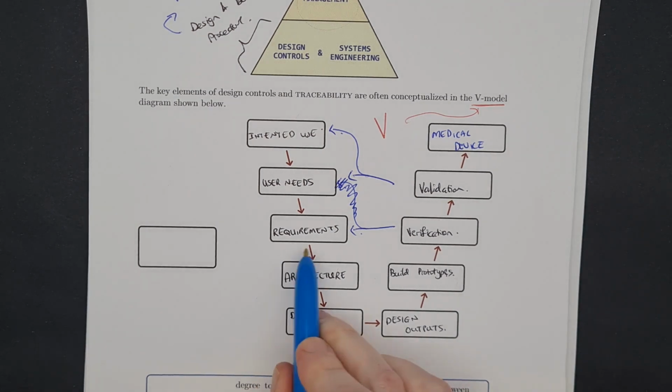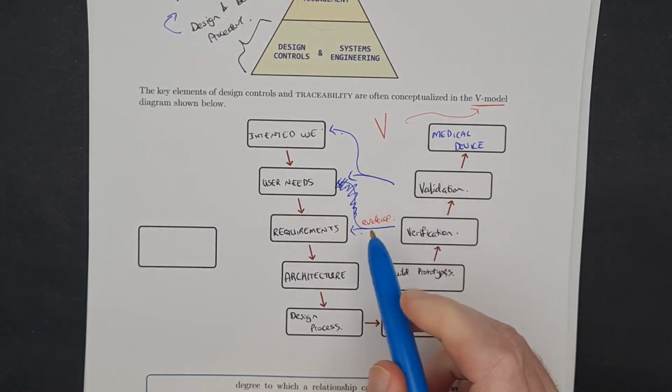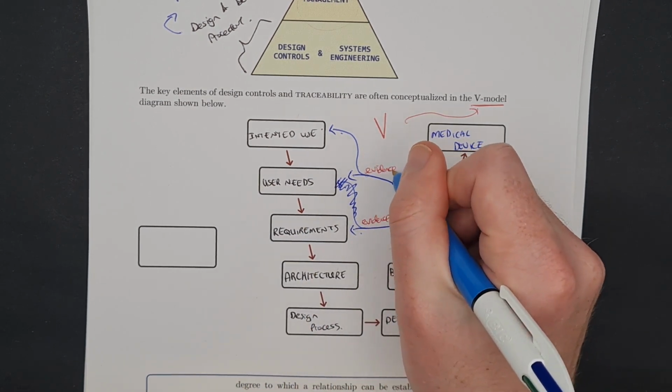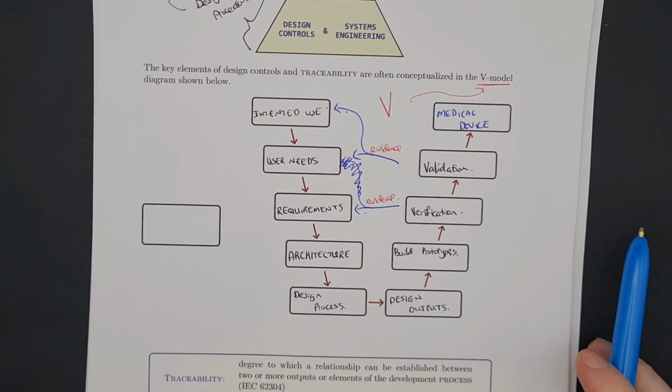Verification is evidence that you've met requirements, so this is evidence. And validation is evidence that you've met the intended use and the user needs. So that largely is considered design controls.